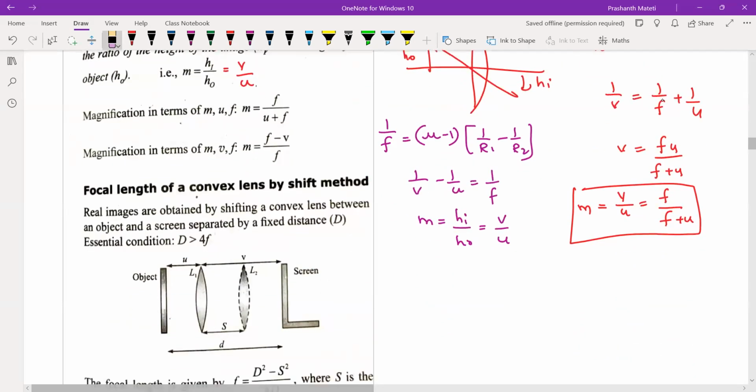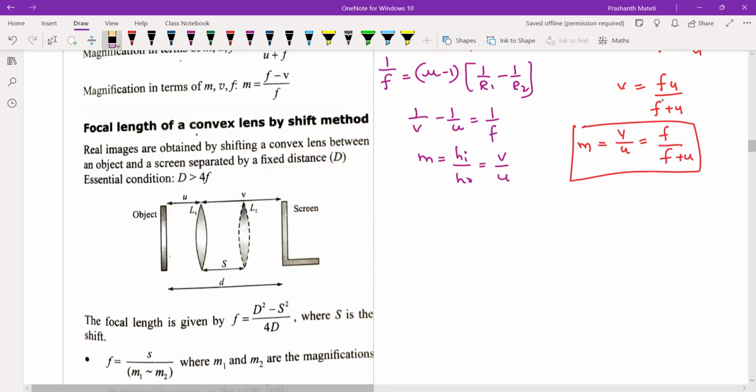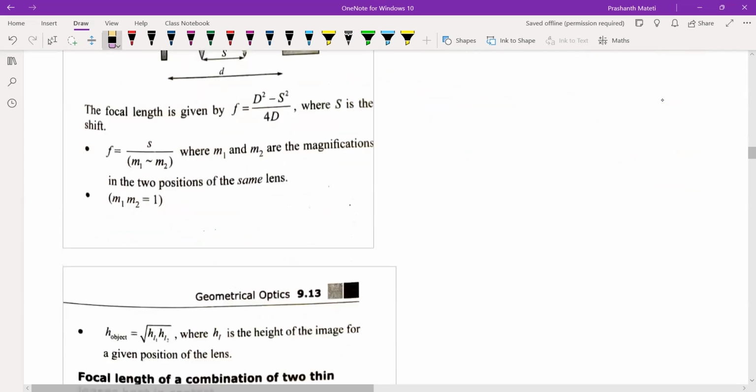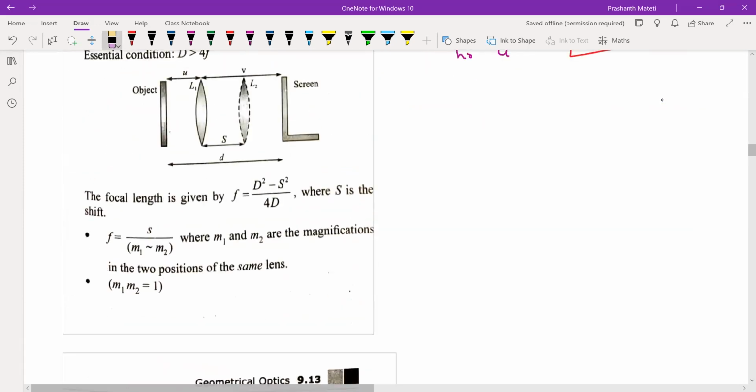So there is a method we have not covered. We'll come back to this. There's a method called the lens displacement method. We'll cover it today. There are just two things we haven't covered yet. One is the lens displacement method. This part we'll see.